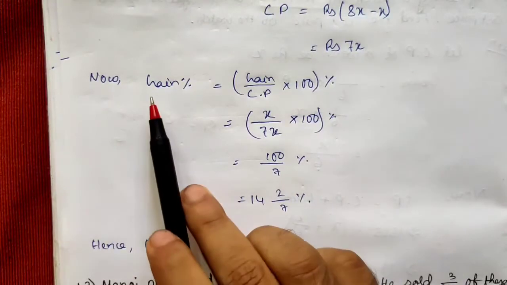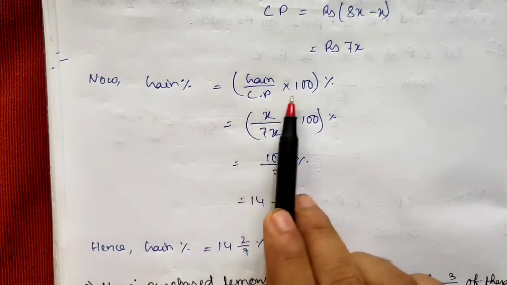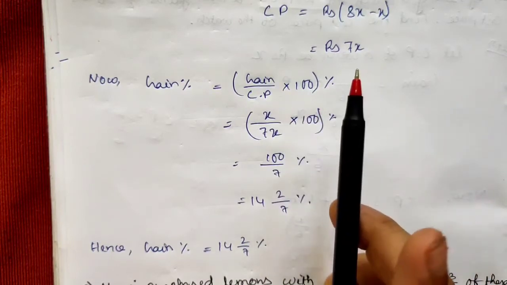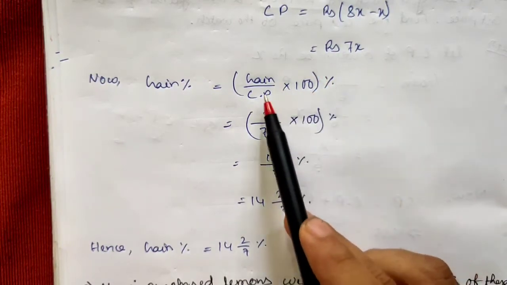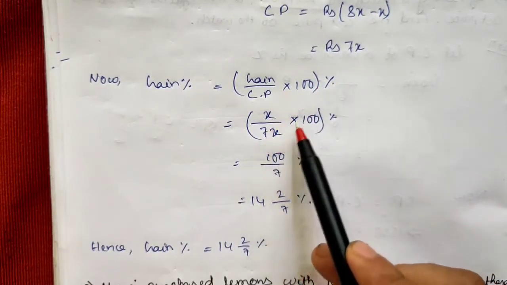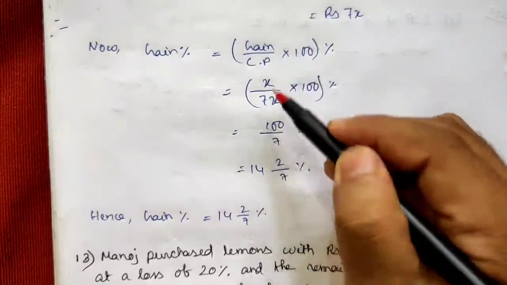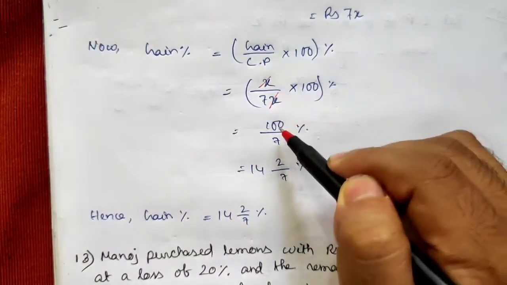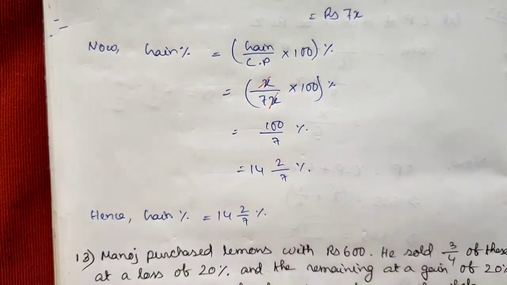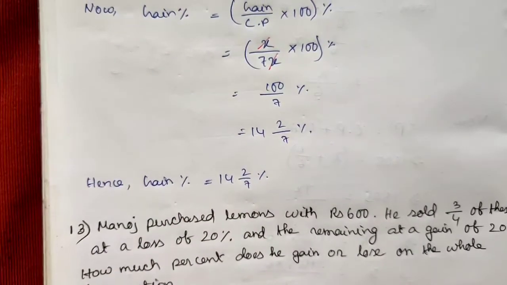Okay, so now we have to find the gain percent, isn't it? So gain percent is what? Gain by CP into 100. So gain was x, isn't it? What was x? In the question it was given that gain is the selling price of 1 dozen pencil. So gain will be x, x by CP. CP is what? 7x, isn't it? So x by 7x into 100%. So now look, this x will be cancelled here, left 1 into 100 is 100 divided by 7. So 100 divided by 7 is 14 2 by 7%. Okay, so the gain percent is what? Hence gain percent is 14 2 by 7%. So what was asked in the question?